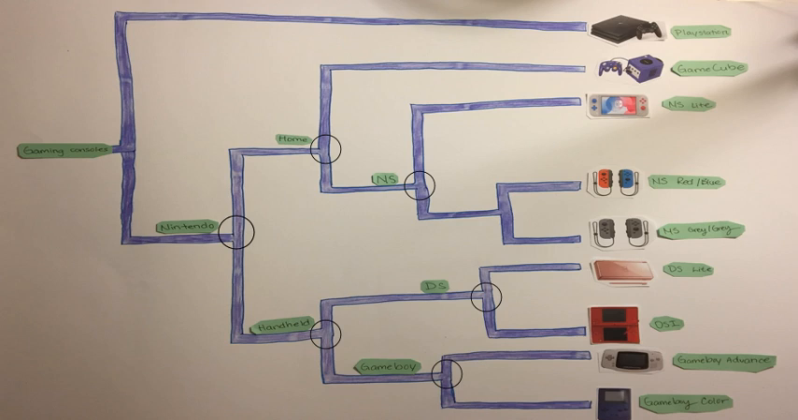For example, the Game Boy Advance and the Game Boy Color's most recent common ancestor is this node here, the Game Boy. If we were to look at the red-blue Nintendo Switch variation and the Nintendo Switch Lite, the most recent common ancestor would be this node here.